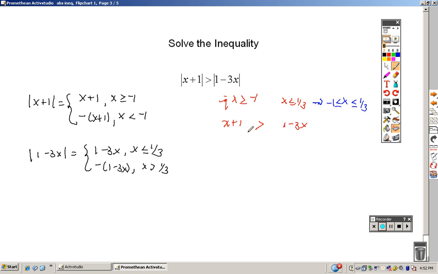So let's add the 3x, so we get 4x is greater than 0, x is greater than 0. X is greater than 0 is not the solution, because remember, I started with numbers between negative 1 and 1/3. So the actual solution here is x has got to be bigger than 0, but less than or equal to 1/3. So I'm looking for where this solution and this solution overlap, and that's right in here. We call this case number 1.